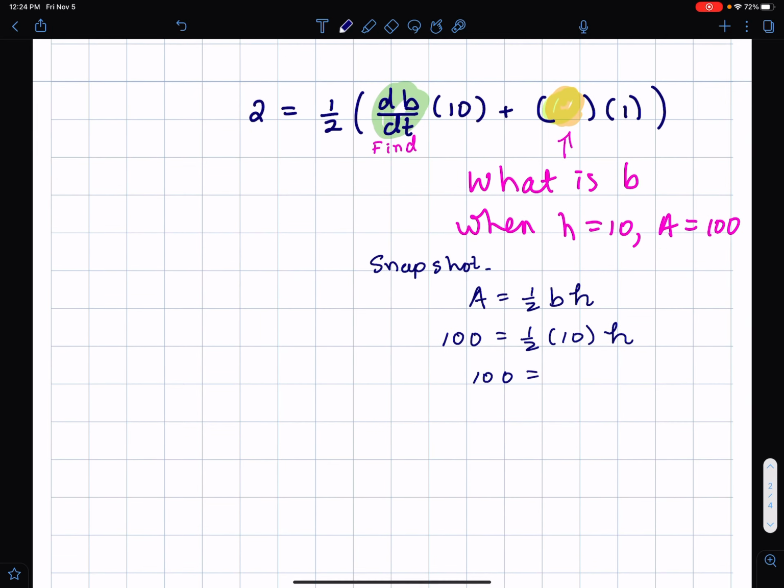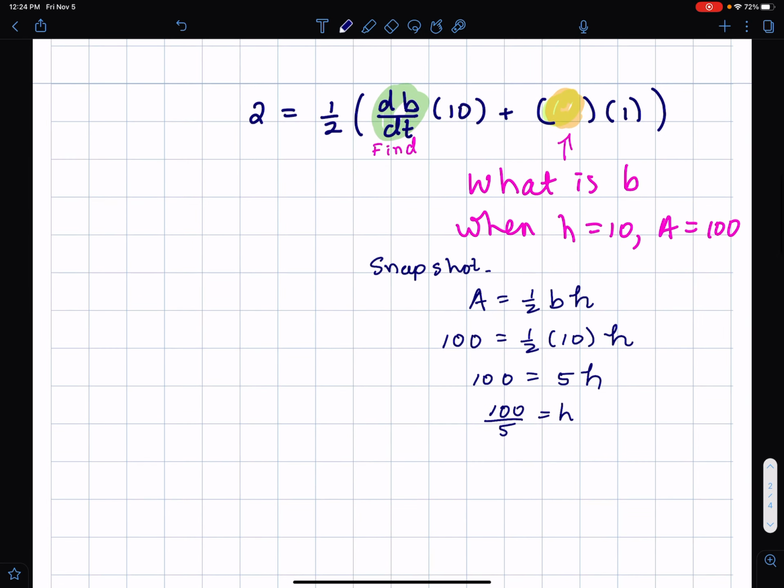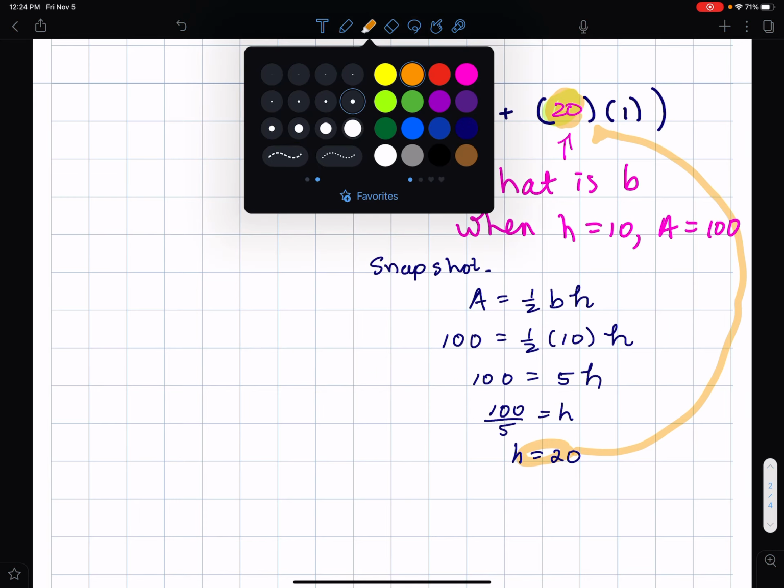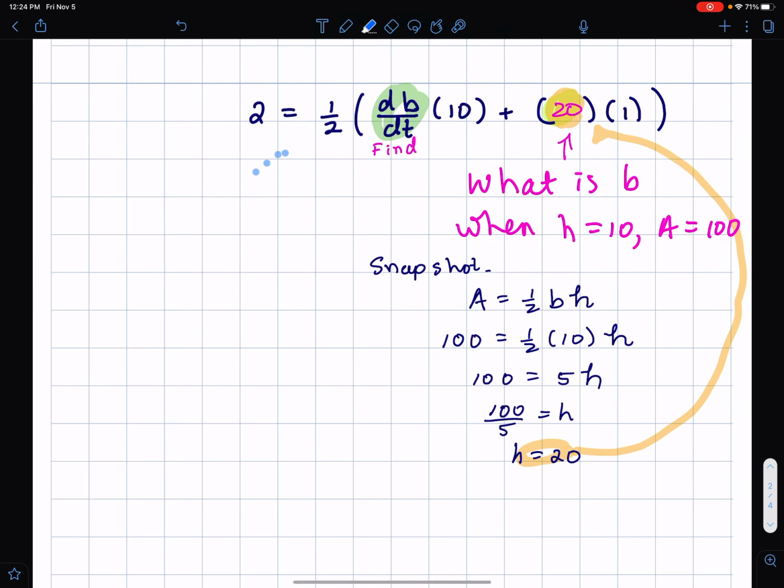So 100 equals 10 divided by 2 is 5b. So 100 divided by 5 is b. Long division, I hope, do we have to use a calculator? Anyway, that's 20. 10 divided by 5 is 2, and you got the 0. So we get that there. We bring it back, put it inside there, and I'm going to put in 20. Okay? And then I'll continue on this same little problem here. Change up the color to something a little darker there.